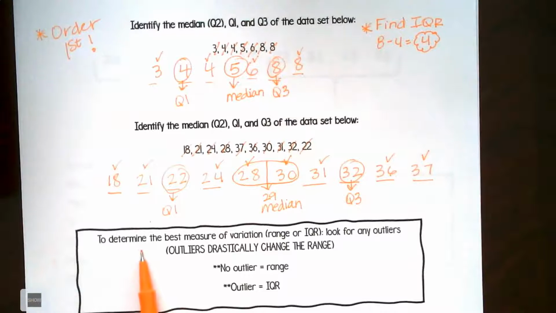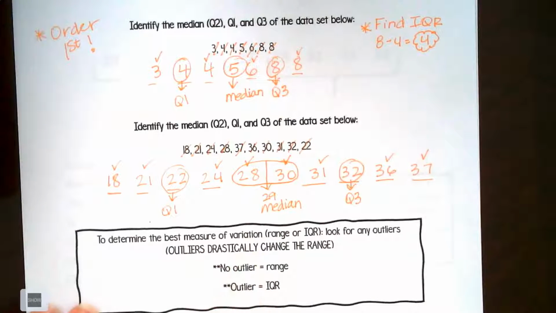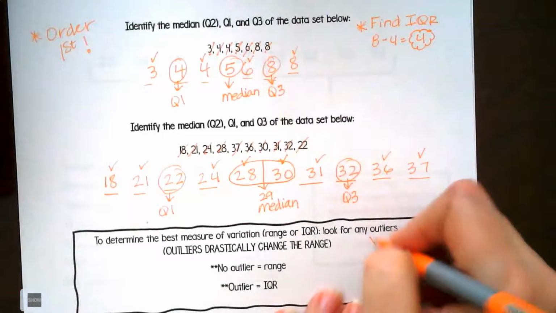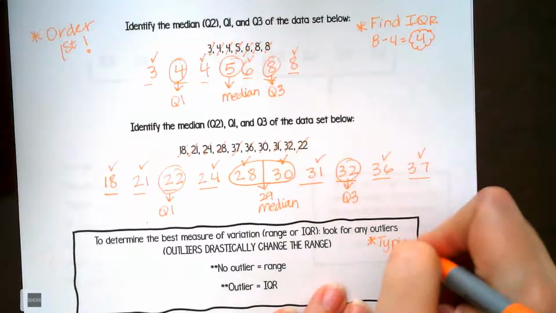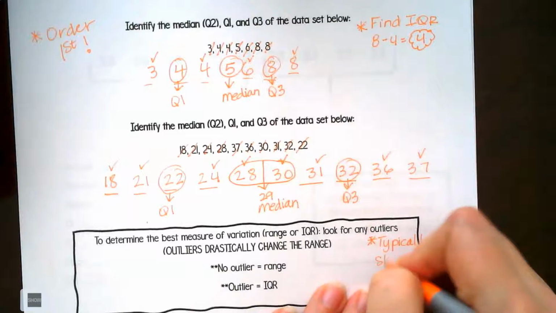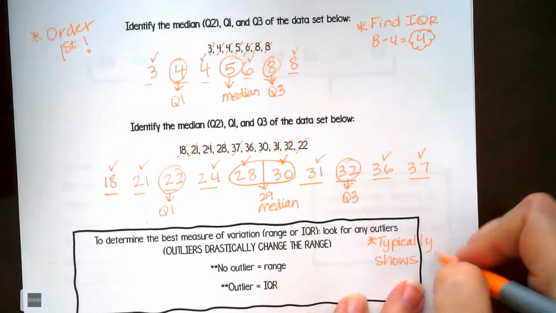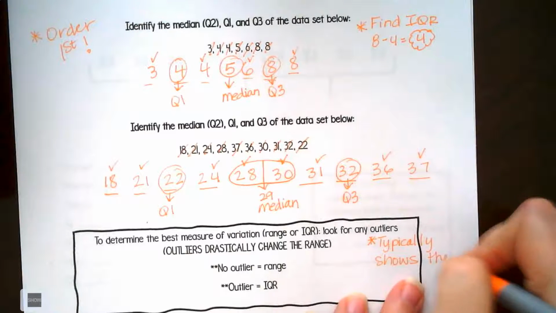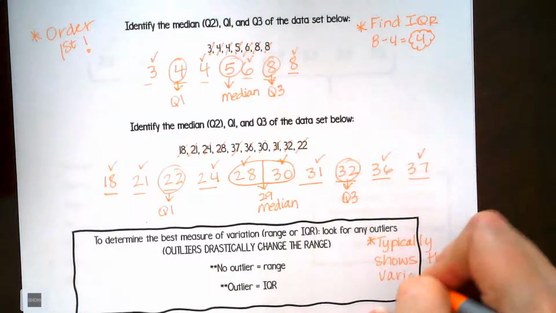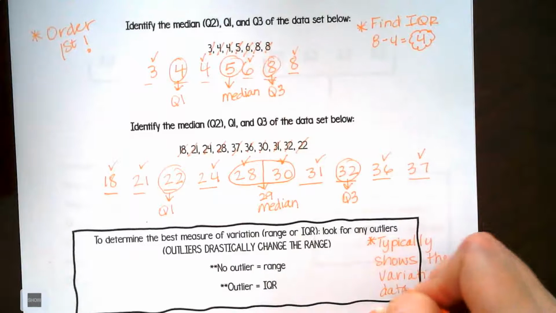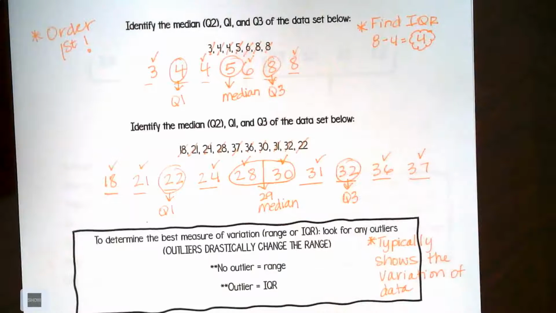sometimes you'll be asked to determine the best measure of variation for your data. Which number typically shows the variation of your data? Okay? What number typically shows how spread out the data is? That's what this is asking you to do.